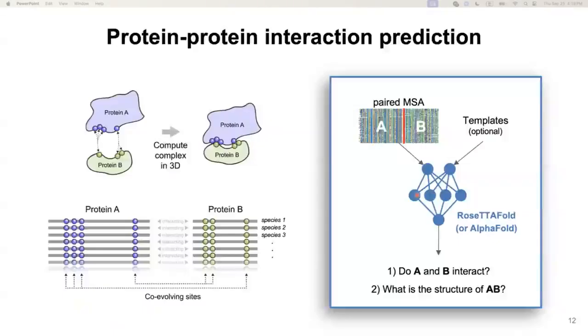And just like with individual proteins, evolution leaves signatures on interacting protein pairs. Here is how. When two proteins physically interact, certain amino acids on their surfaces often need to maintain compatible physicochemical properties, such as charge, shape, and hydrophobicity, so that those binding interfaces remain stable over evolutionary time. As a result, if a residue in one protein mutates, then the interacting residue in the partner protein may also mutate in a compensatory way, which is called coevolution.